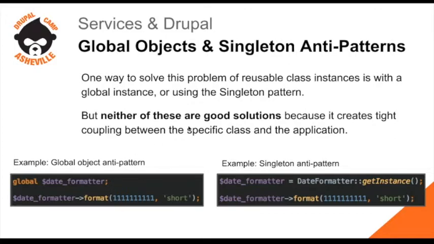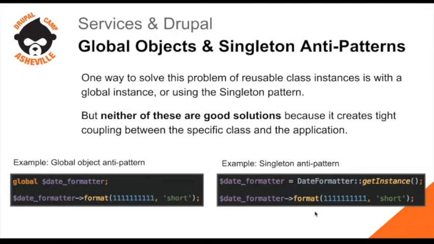The singleton pattern is also commonly used this way, where a singleton is a class that ensures there's only ever one instance of that class instantiated, and generally there's a method on that class where you can go get that instance. And so this is how you might make use of a singleton date formatter class.